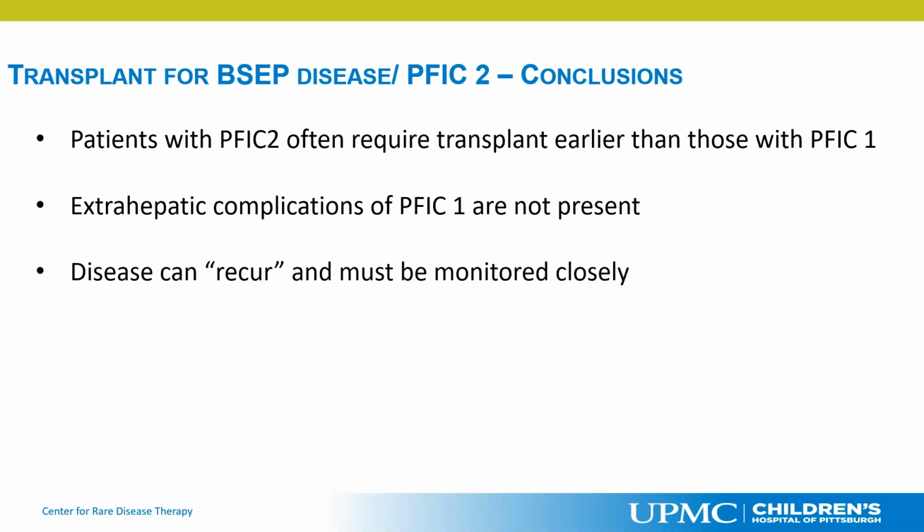And so patients with PFIC2 often require a transplant earlier than those with FIC1. The extrahepatic complications, thankfully, of PFIC1 are not present in these, but unfortunately, the disease can recur, and patients really must be monitored quite closely for that recurrence of disease. Probably the easiest way to do that is to monitor bile salts, as the GGT is not going to elevate. You can monitor bile salt levels in patients, and obviously, when you get routine liver function tests, you check the bilirubin, but the bilirubin may be a later finding than, say, the bile salts.